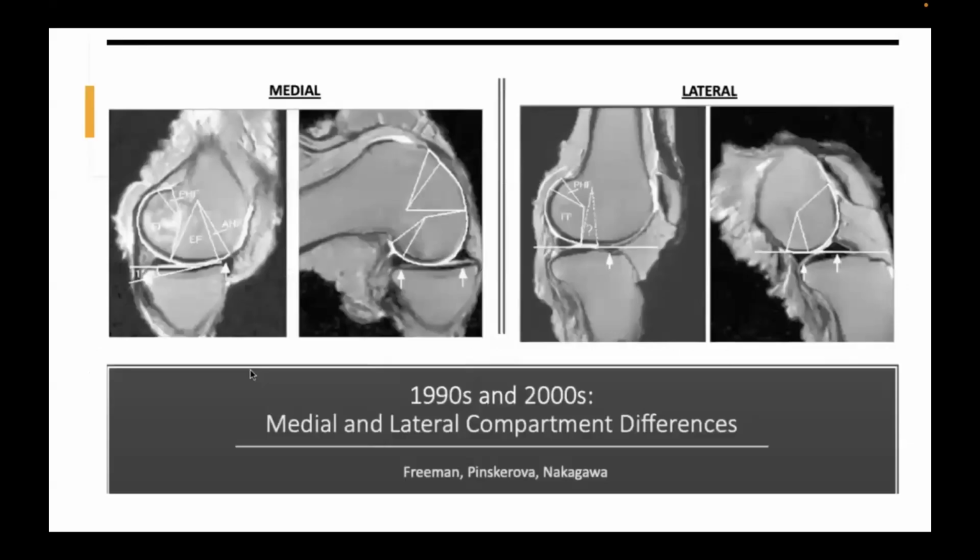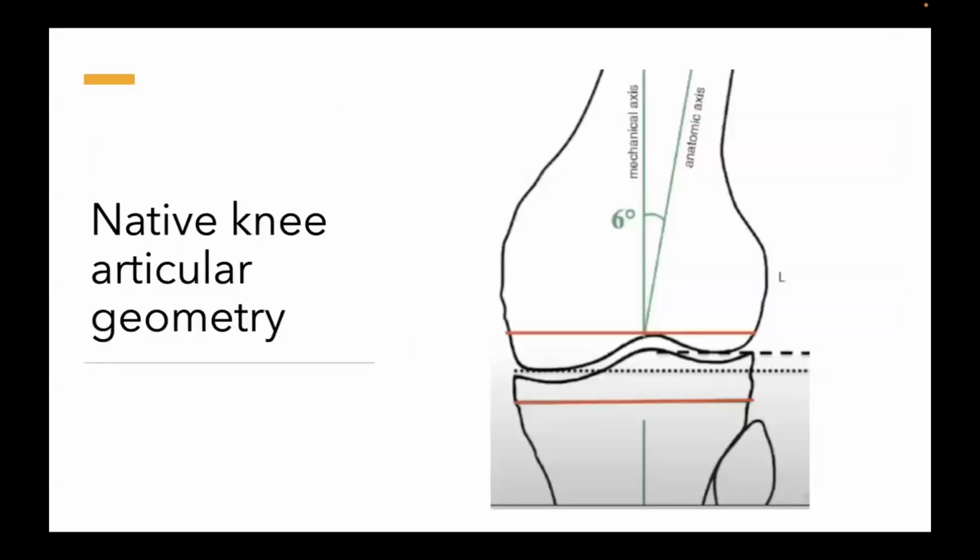Further work by Freeman, Pinskerova, and Nakagawa around the 1990s and 2000s brought out the differences between the medial and lateral compartments of the knee. If you notice the picture in the coronal plane, the medial femoral condyle and lateral femoral condyle are not symmetrical. The medial femoral condyle projects more distal than the lateral. Similarly, the medial tibial plateau is more distal than the lateral. So there is an asymmetric joint line, with the medial joint line more distal than the lateral.